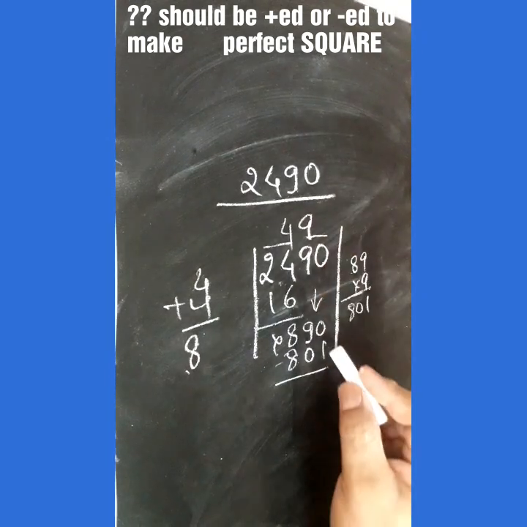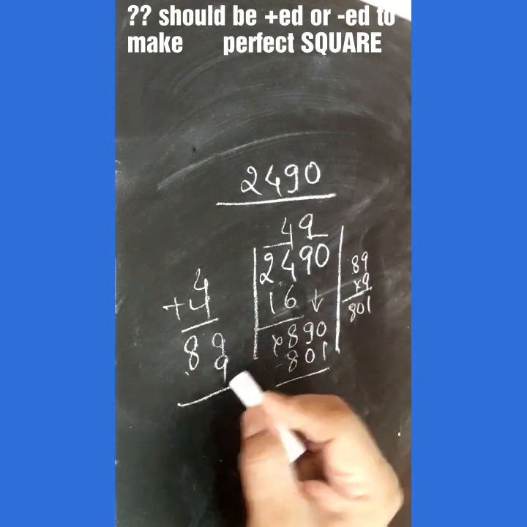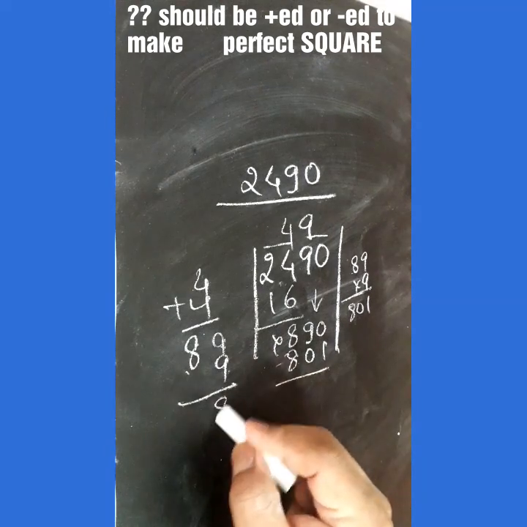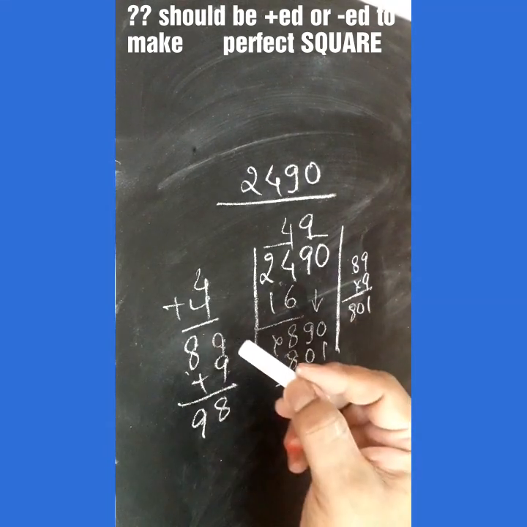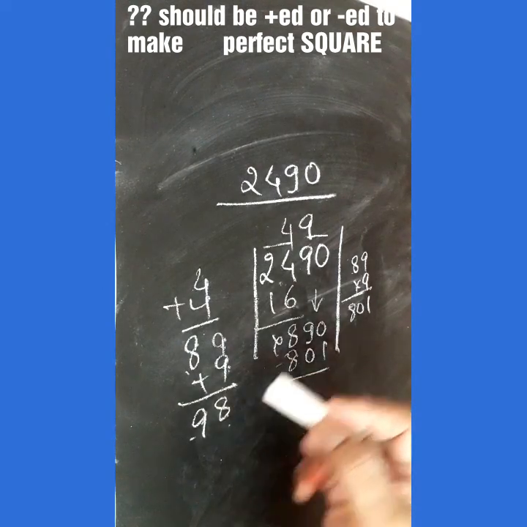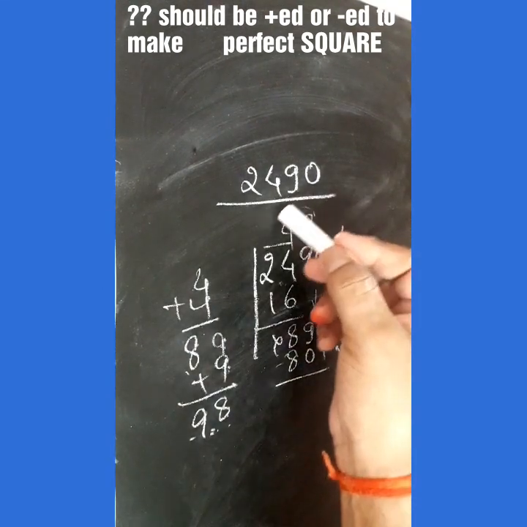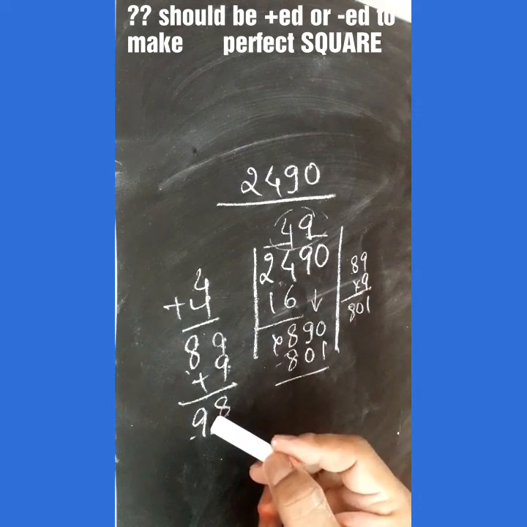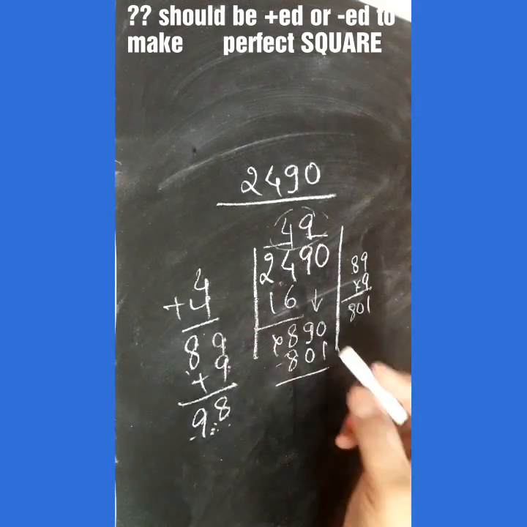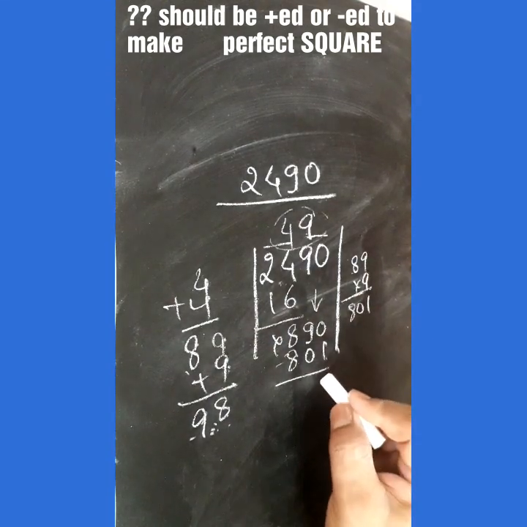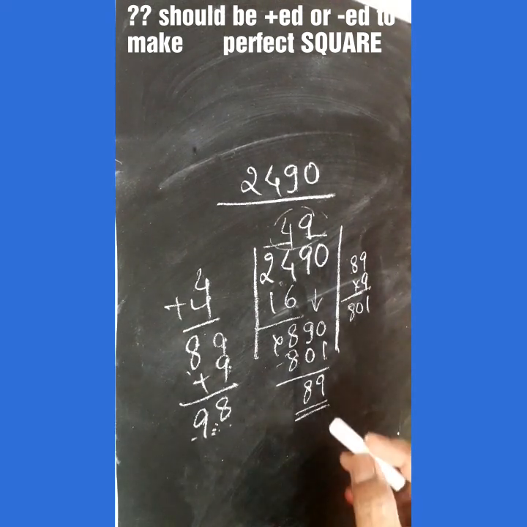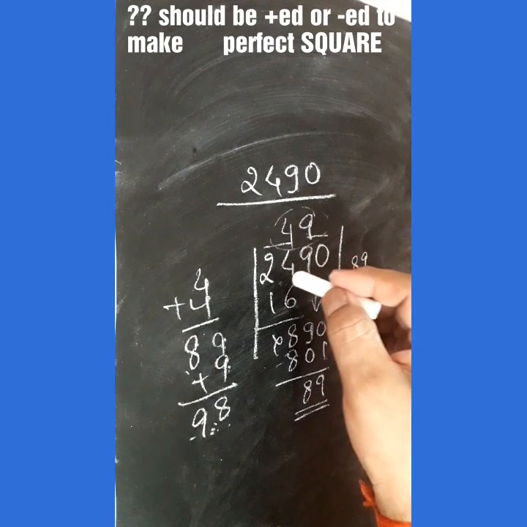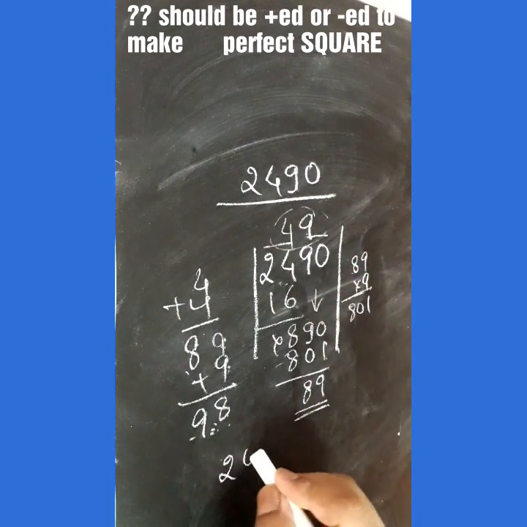9 times. 9 times 9, 81, 9 times 8, 72, 819. We can see that I am adding this plus this and getting this. We can also get this by multiplying this by 2. 49 times 2 is 98. Now we will subtract 90 minus 81, 9, and this will be 8. 89 we are getting. Therefore, 89 should be subtracted from this to make it a perfect square.